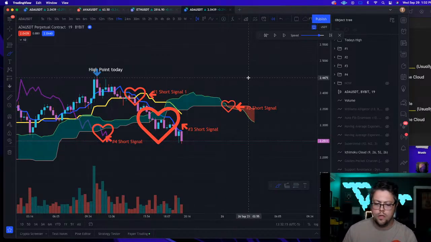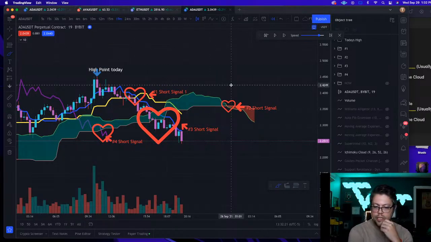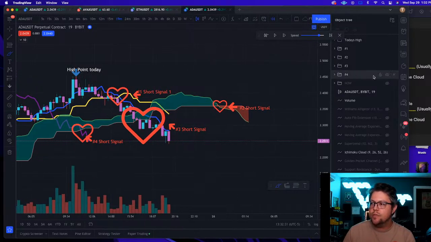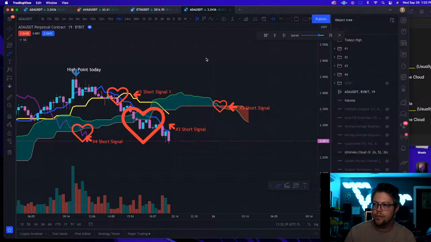So let's see here. Okay, so now we've got our 4 signals. If I saw this, especially after having a good success with this, say last night, I would immediately start a short. However, from everything I've seen about the strategy, you want to set your stop loss above the cloud and take profit 2 times the loss, essentially.